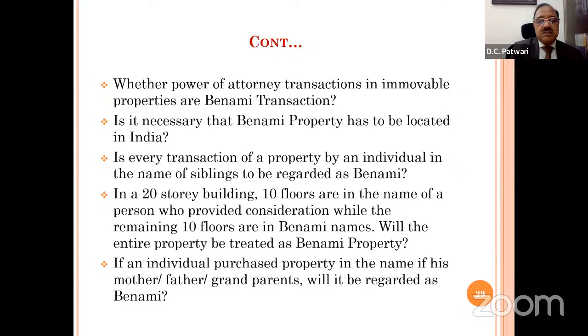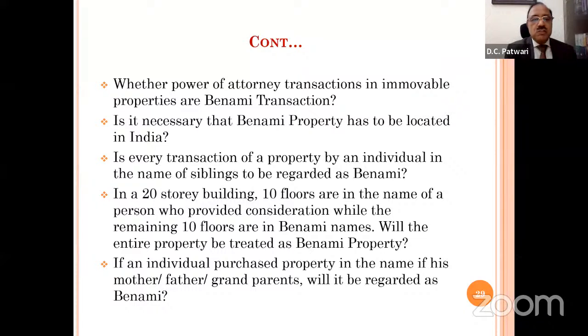Next is, is every transaction of a property by an individual in the name of siblings to be regarded as Benami? For transactions with siblings, brother and sister, if it is in the joint name and from known sources of income, then it will not be treated as Benami. However, if the transaction is in the name of the sibling with full consideration and there is no joint ownership, then it will be treated as Benami.